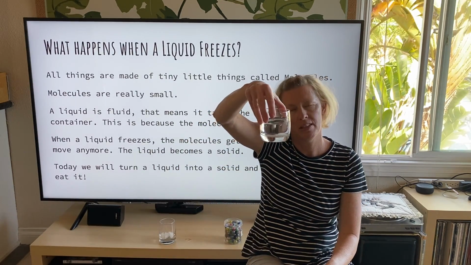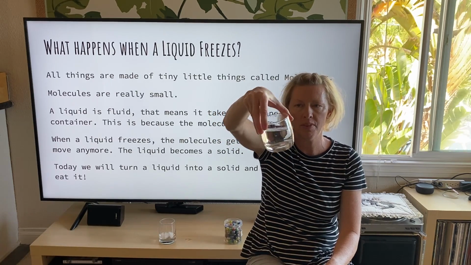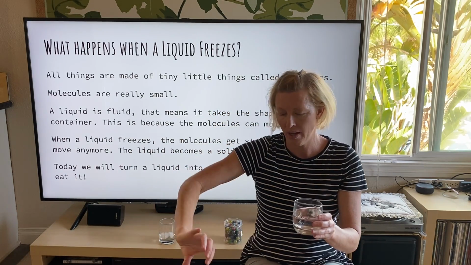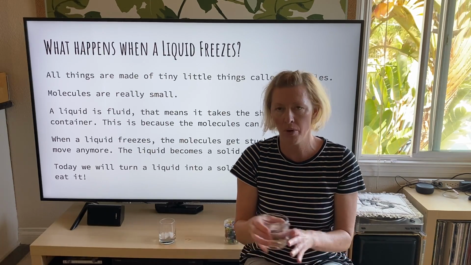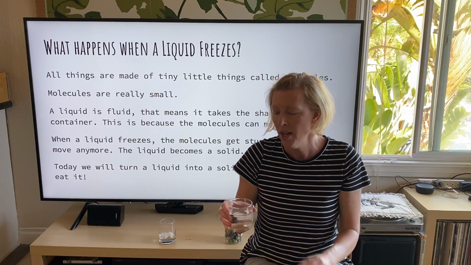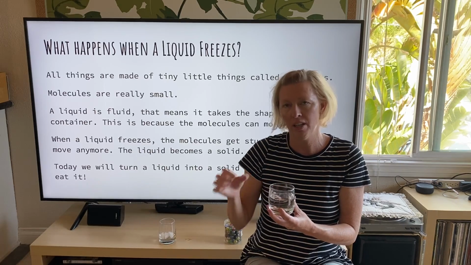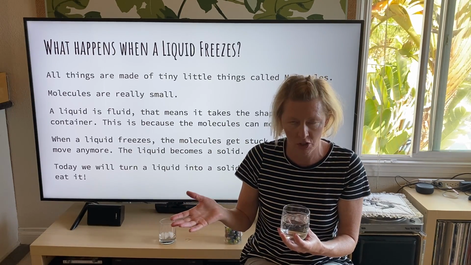When I have liquid, this is water in a cup, it moves with the cup. And if I took this water and poured it on the floor, it would take the shape of the floor. And if I poured it into a bowl, it would take on the shape of the bowl. Because the molecules in the liquid can move around and trade places with each other.